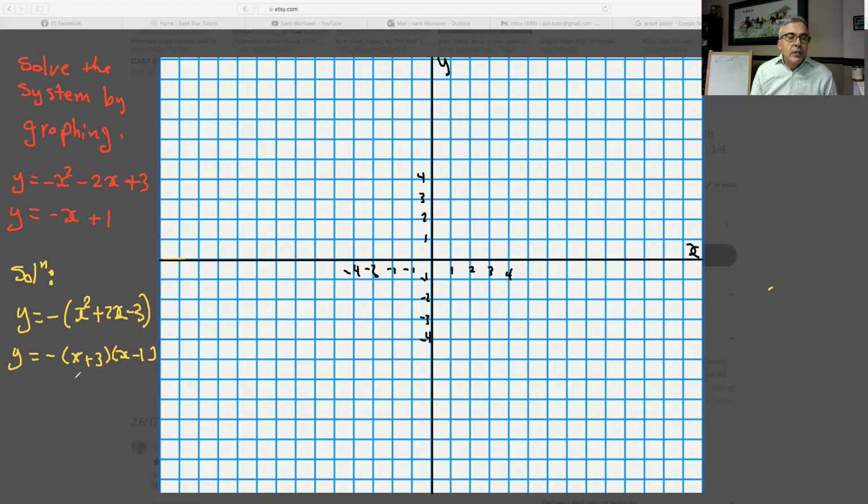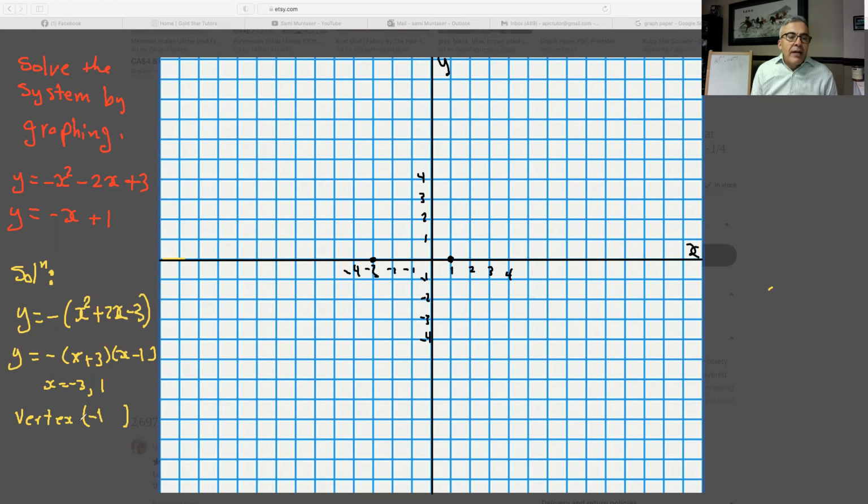Now the two zeros here are x equals -3 and 1. So we have a zero at 1 and -3. The vertex of this parabola would be right in the middle between -3 and 1. The x value at least will be at -1.